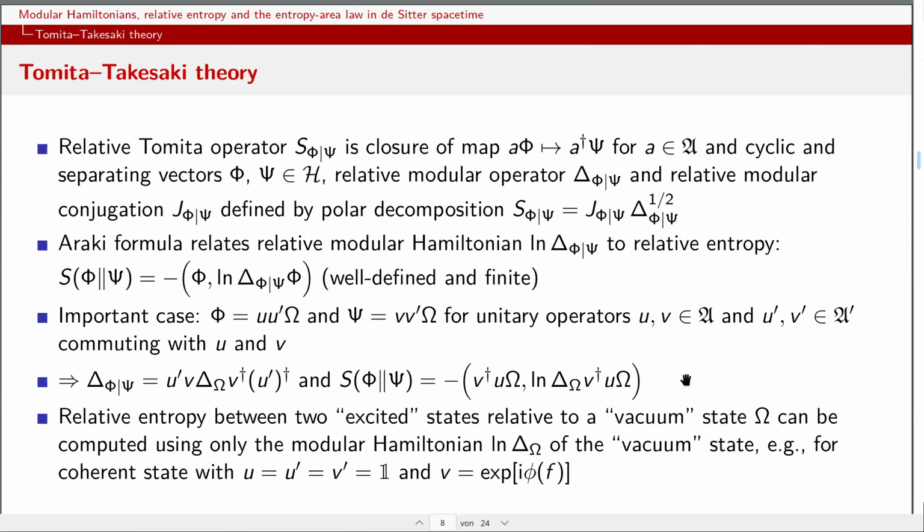So as a summary, the relative entropy between two excited states, whatever this excitation is, relative to another state omega, which might be the vacuum, can be computed if I know only the modular Hamiltonian of the vacuum state.